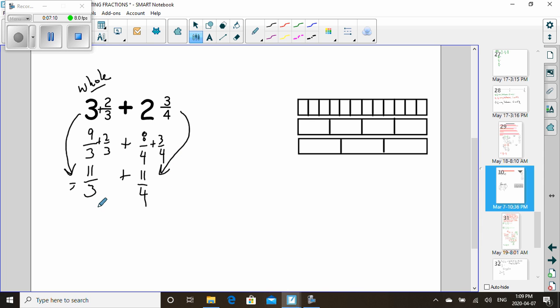All right, good. Now we're at 11/3 plus 11/4. We don't have the whole number component to deal with anymore, so we're good to go. But we don't have common denominators, so we're not quite good to go yet, but we're going to get there. What's a multiple of 3 and 4? 12. Hopefully you're thinking 12, right?